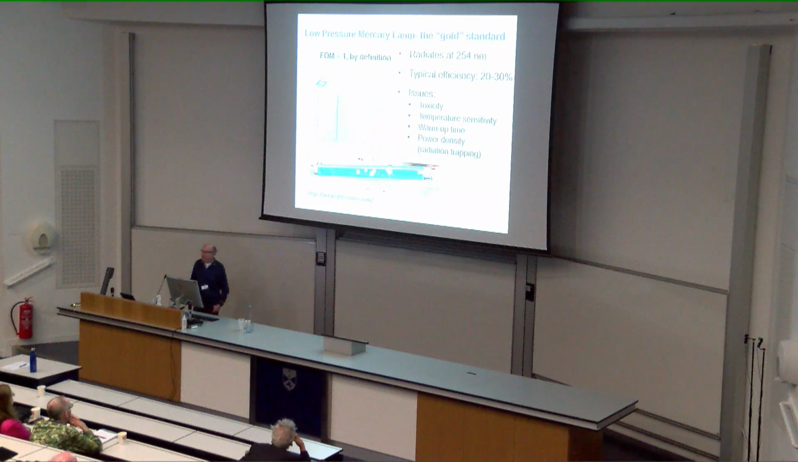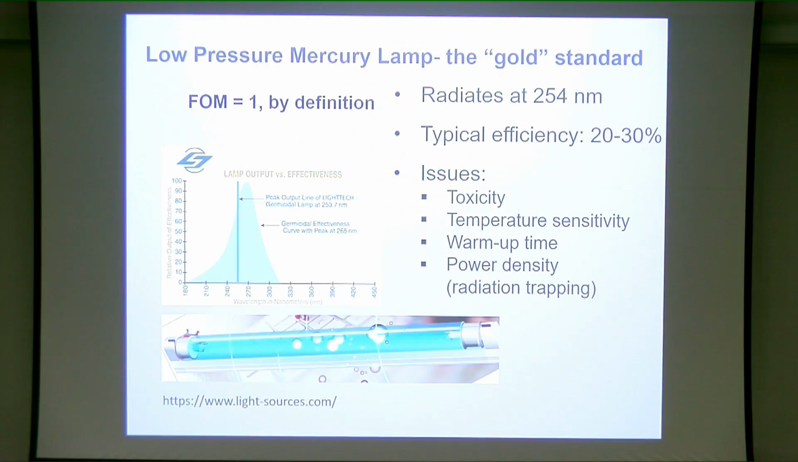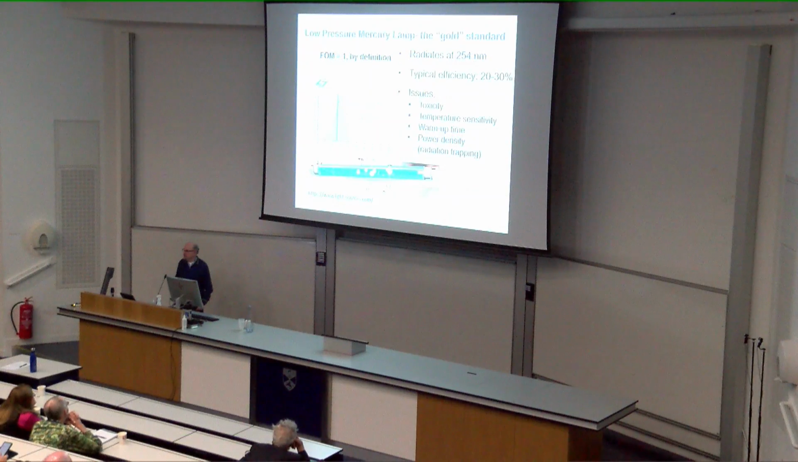Mercury is toxic. The lamp is very temperature sensitive, and for that reason it has a long warm-up time, and it's not amenable to rapid electronic control. It is also limited in the power density in the lamp due to what atomic physicists call radiation trapping. The 254 nanometer light can be absorbed by the mercury, so it limits how much radiation you can have in a given volume.